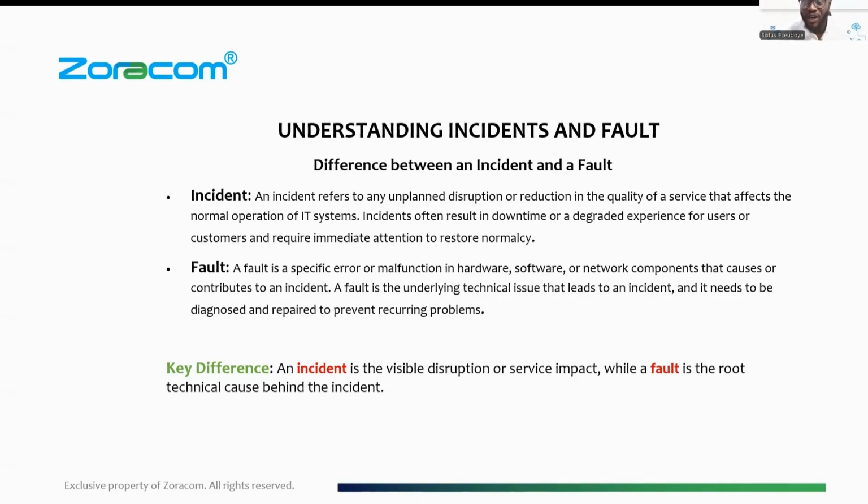So the key difference, let's bear this in mind as we proceed, ladies and gentlemen, is that an incident is the visible disruption or service impact, while a fault is the root technical cause behind the incident.